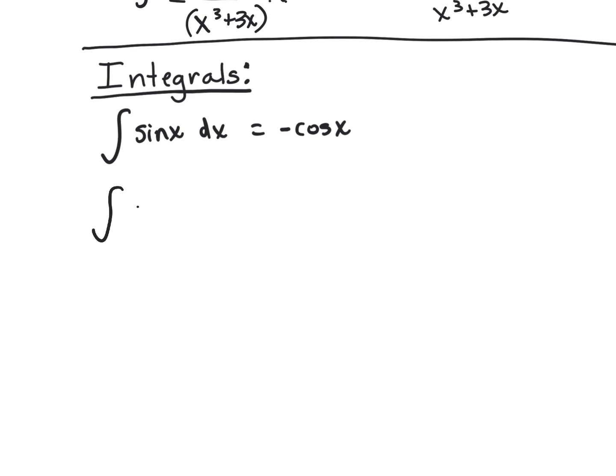What is the integral of cosine of x dx? Do I need to put a negative in front? No, because when I take the derivative of sine, it gives me cosine, doesn't it? So these are straightforward. So let's do a couple of examples and see if we can make sure we get this.